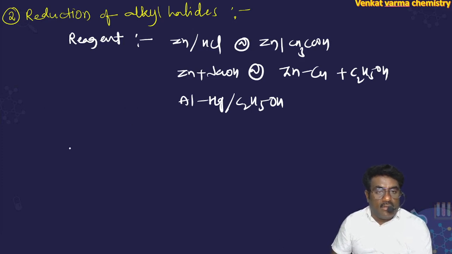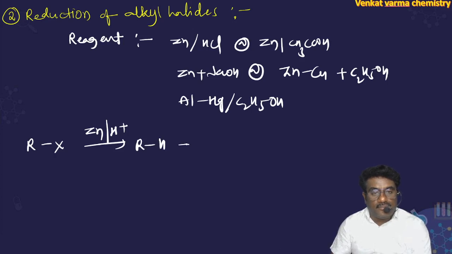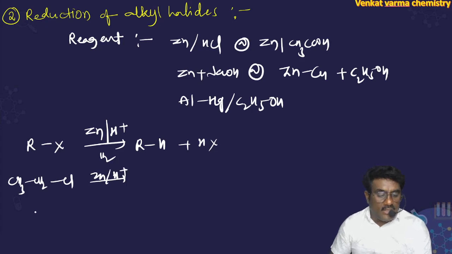Have a look at an example. Alkyl halide, formula RX, in presence of zinc in HCl. HCl means H plus. So it forms RH plus HX. Another example: CH3CH2Cl in presence of zinc in H plus, zinc in HCl.